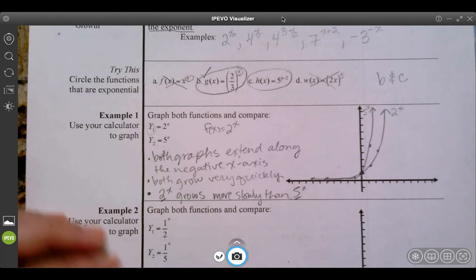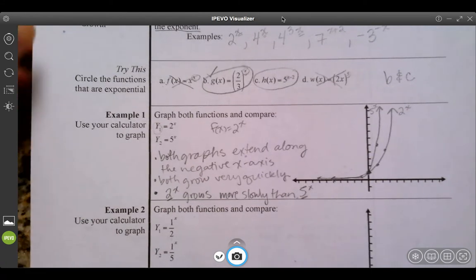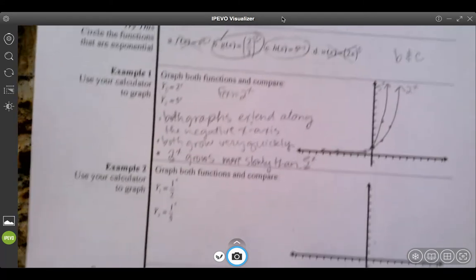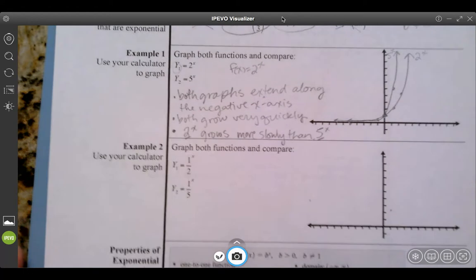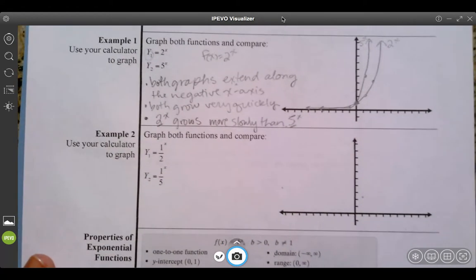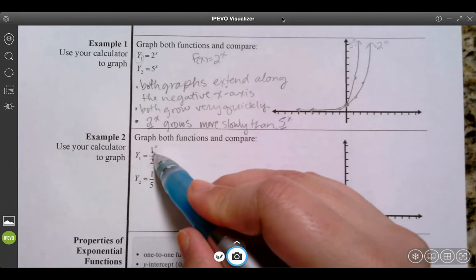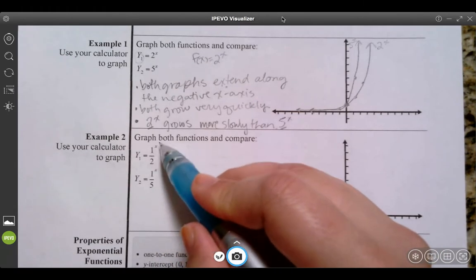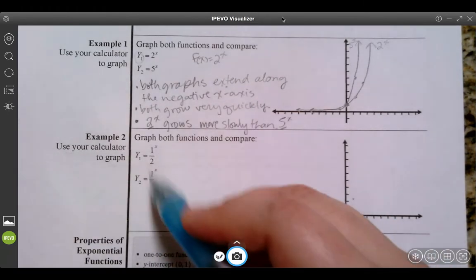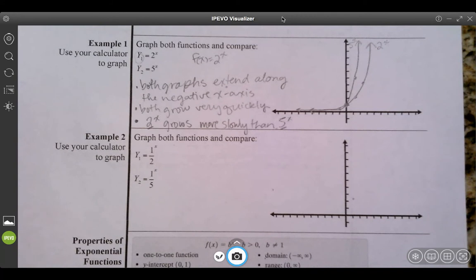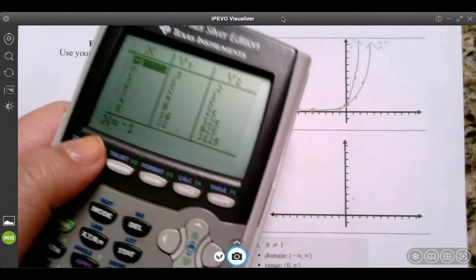Okay, but in example 2, we're asking a very similar question, except now we're looking at fractions. So in example 2, let me recenter this on the page. In example 2, we're looking at what happens now if I have 1/2 raised to the x and 1/5 raised to the x. So again, we're going to look at this in our calculators, but I want you to pause for a second and think about what you think will happen. And then let's look at it in our calculator.